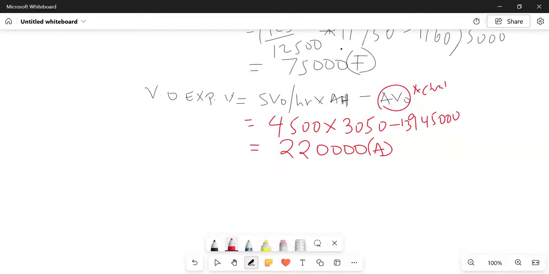So, ukisha attempt, unaandika tu A for attempted. A for attempted. Hata kama umekosea, so what? So long as you have attempted. Variable overhead, efficiency, variance. I can see a very good attempt here, and I think this is right.